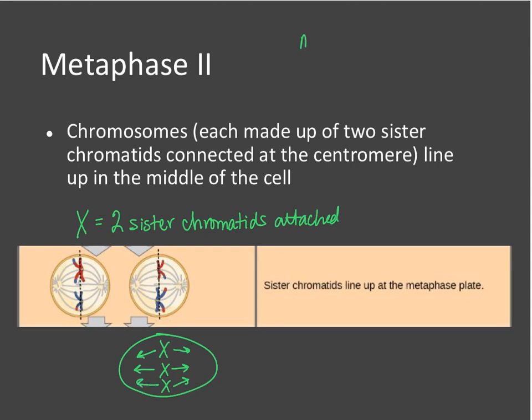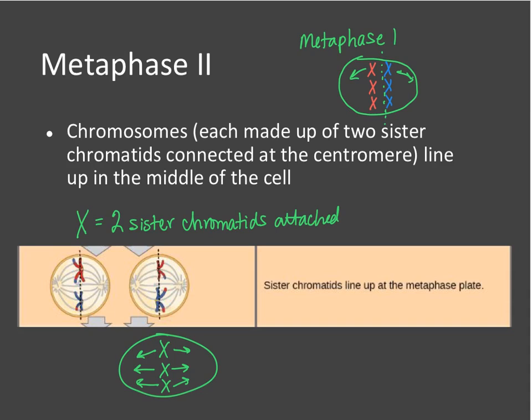Now remember that in metaphase 1, this looked a little different because in metaphase 1, we were separating homologous chromosomes. So in metaphase 1, we would have a cell that looked like this, and our homologous chromosomes would be lined up along the middle of the cell, so that during anaphase, when they got separated, one of the homologous chromosomes would go to one side of the cell, the other homologous chromosome would go to the other side of the cell.